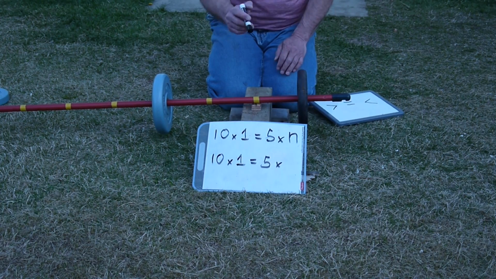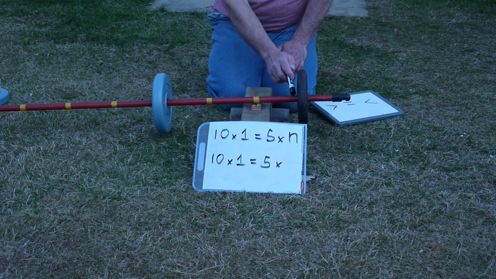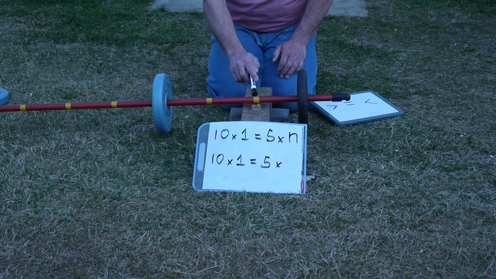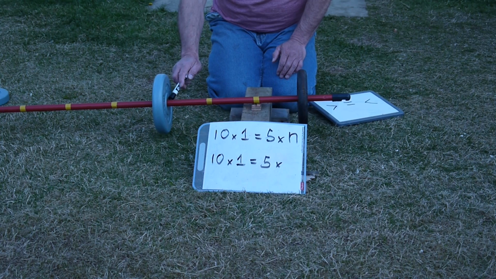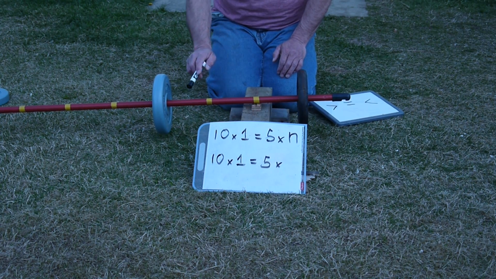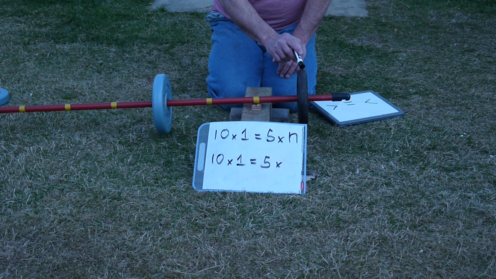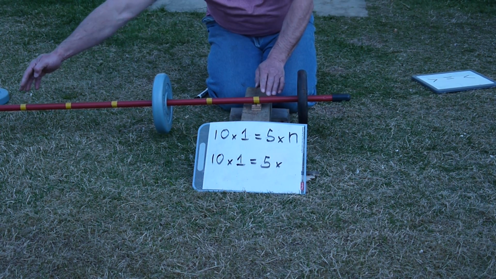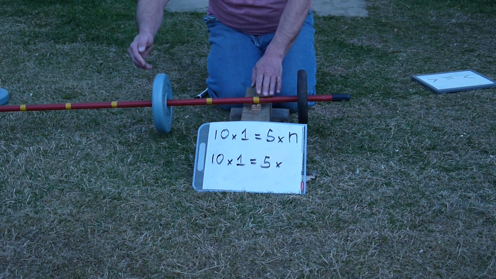Let's have a look here. I have a £10 weight. It is 1 unit away. £5 weight, 2 units away. 2 times 5, 10. 1 times 10 is 10. Got plenty of play on here. Plenty of play.